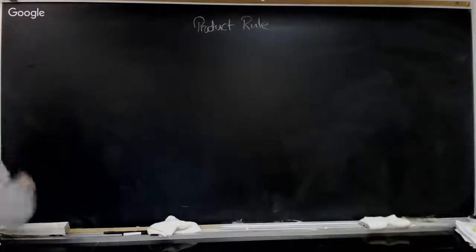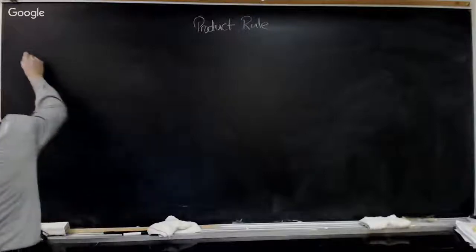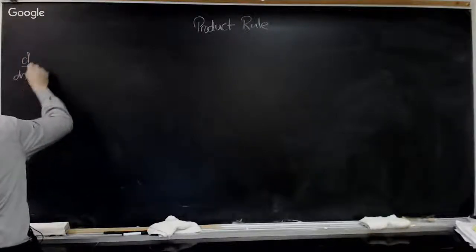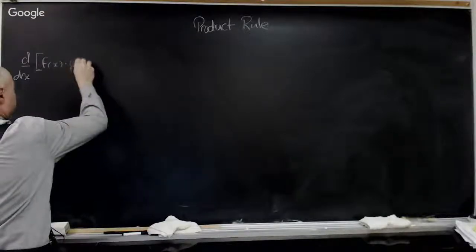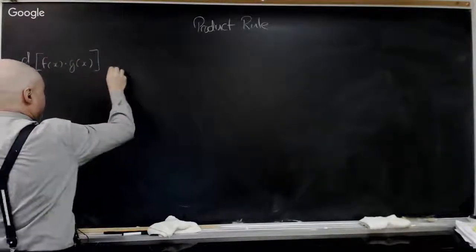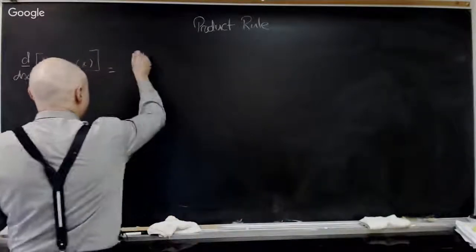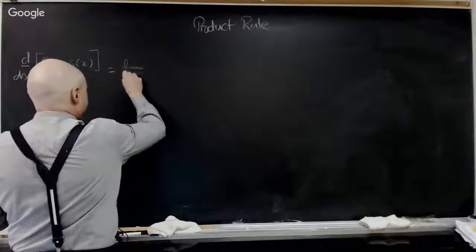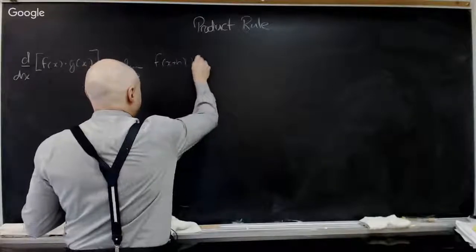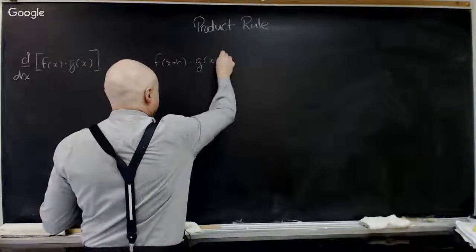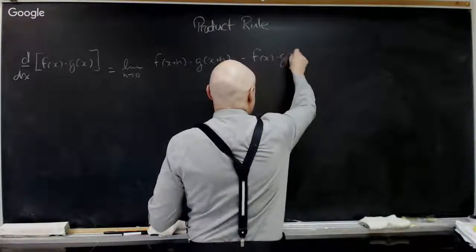Okay. So I have two functions, f and g. They're differentiable everywhere. And I am going to take the derivative of the product of those two functions. So the derivative of f at x times g at x. And in order to do that, well, I'm going to use the difference quotient. So I'm going to take the limit as h goes to 0 of f at x plus h times g at x plus h minus f at x times g at x.